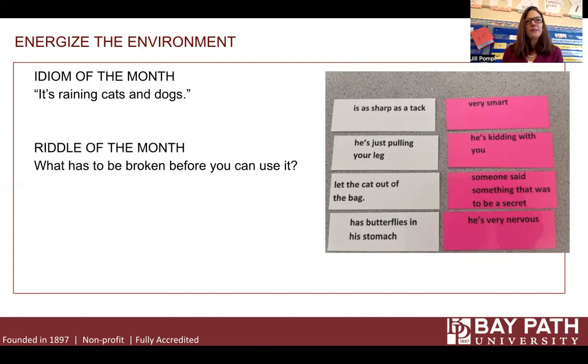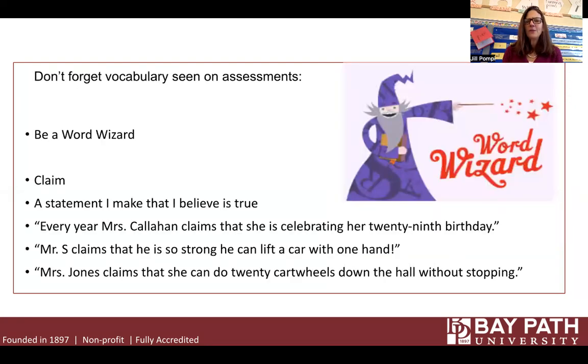And so I'm curious to know if any of you watching know the answer to my riddle on the screen. My riddle is, what has to be broken before you can use it? Did anybody guess an egg? If you did, you're correct. Again, energizing the environment, having fun with language.